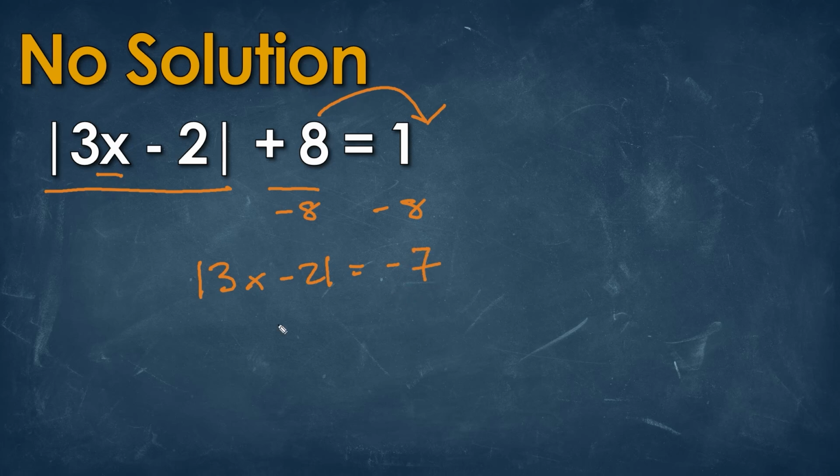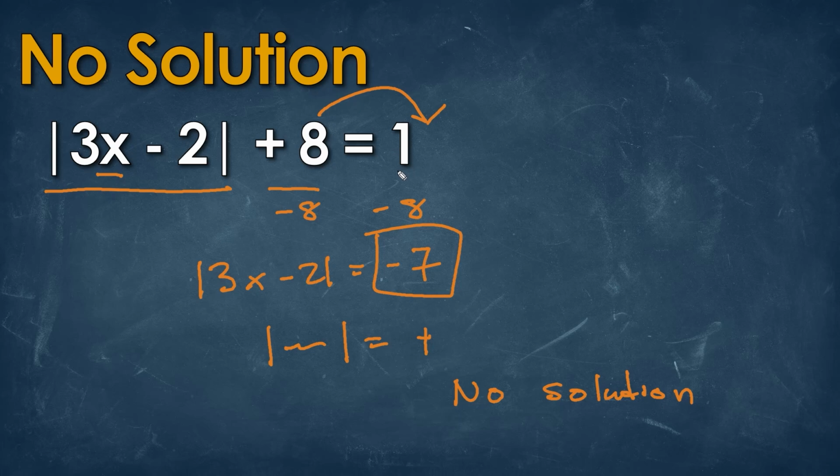However, if you remember, anytime we take the absolute value of some sort of number, it always has to be a positive value. You'll notice here that we have a negative value for our answer. That cannot happen. Therefore, there is no solution to this problem. We must have a positive solution on our other side of the equation.